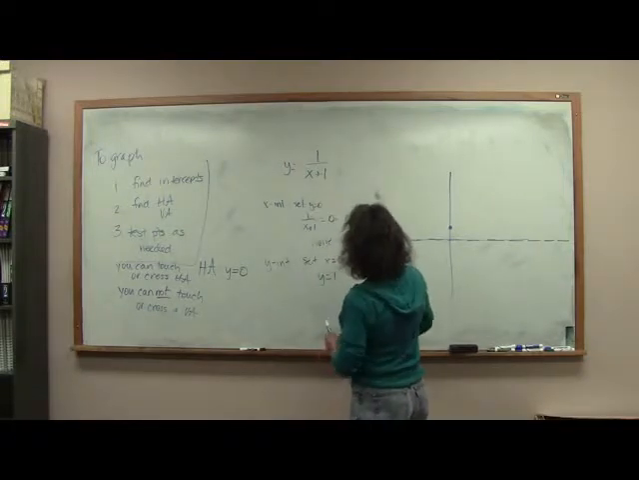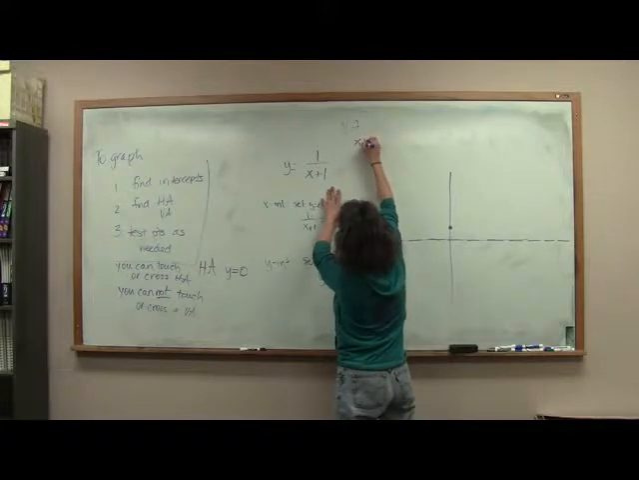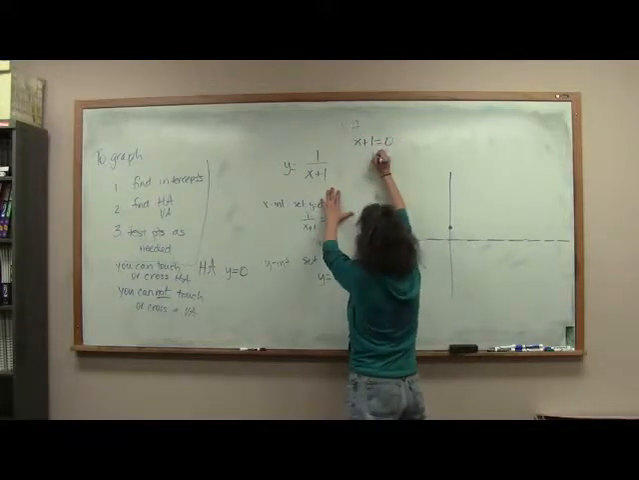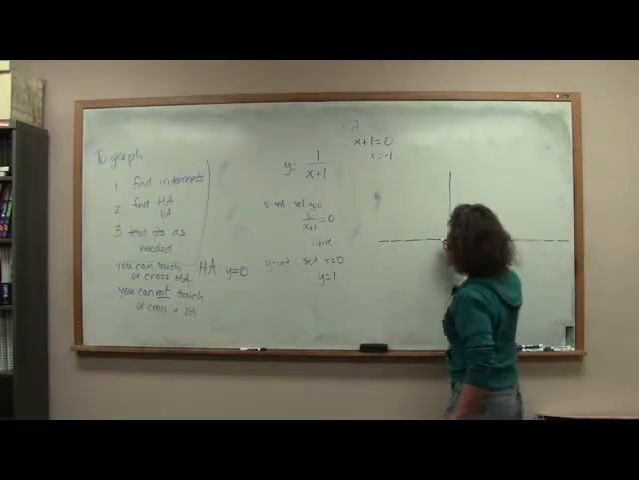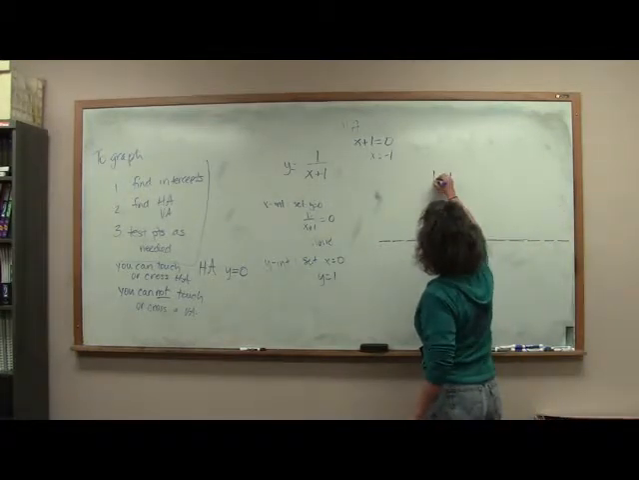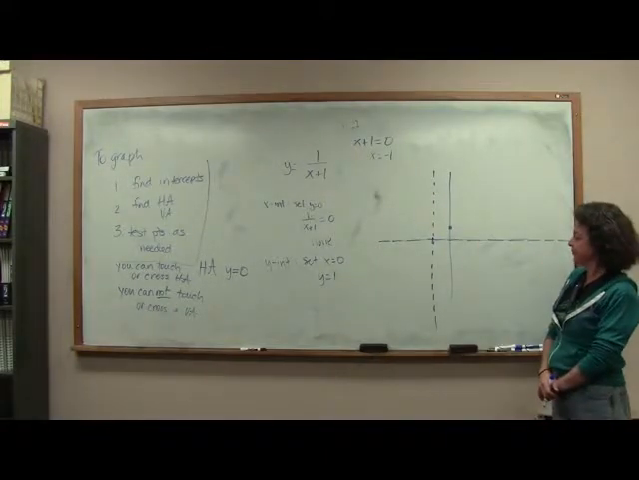Okay, how do you find your vertical asymptote? To find your vertical asymptote, remember, you set your denominator equal to 0, and you solve. So x equals -1 is your vertical asymptote.